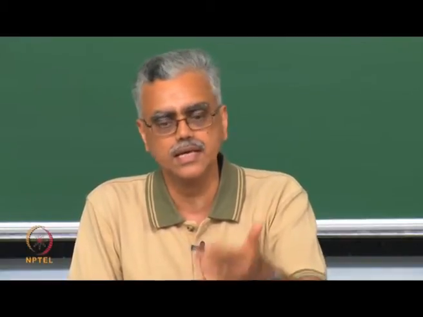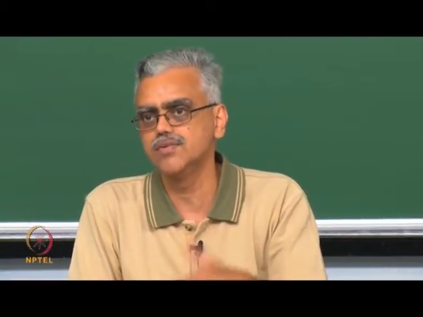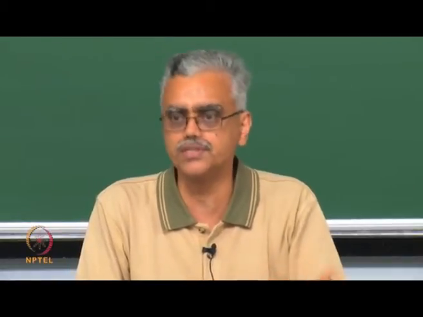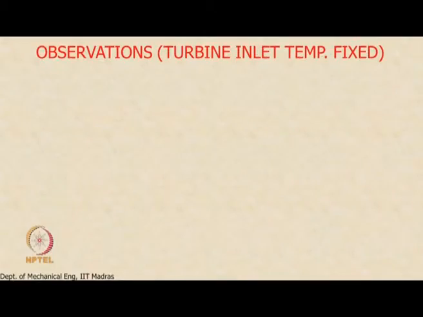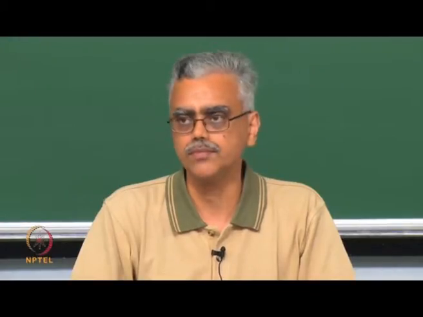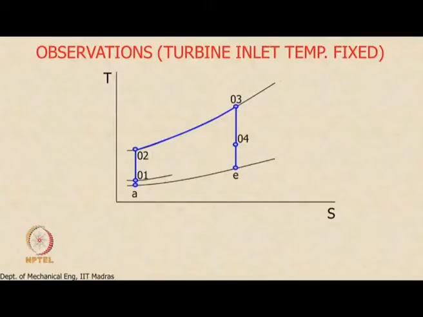What we are going to do next is, keeping turbine entry temperature fixed, we will look at the effect of changing the pressure ratio, increasing the pressure ratio. So we will keep the turbine inlet temperature fixed. This is the basic cycle that we saw earlier. So what we are going to do now is, we will keep T03 the same, and we will increase the pressure ratio. So let us see what happens.